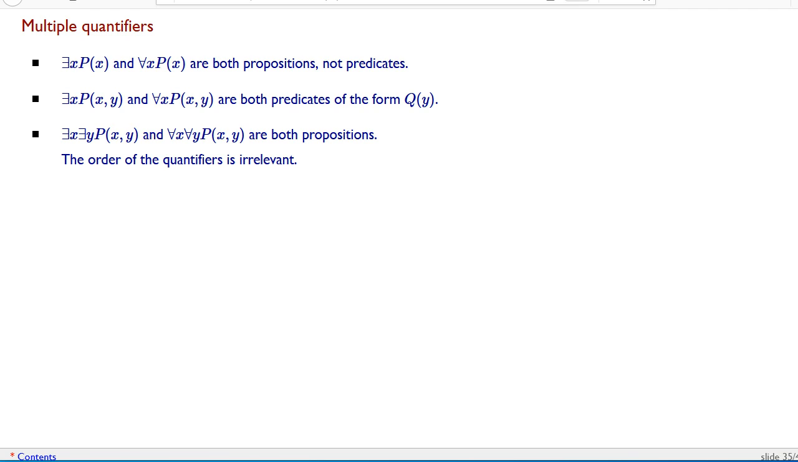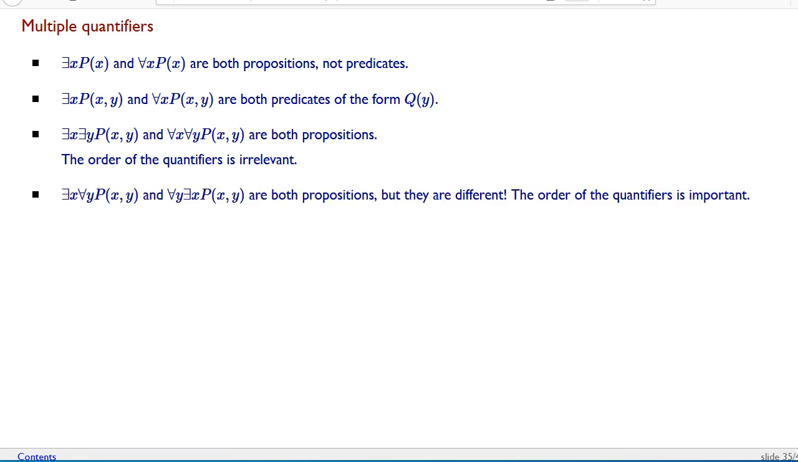If I have a predicate with 2 arguments, I can precede it by 2 quantifiers, and this means there exists a pair of values, x and y, for which p of x and y is true. The order in which I specify x and y is completely irrelevant here. That's also the case if I say for all x and for all y, p of x and y is true.